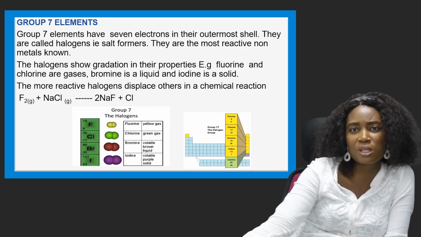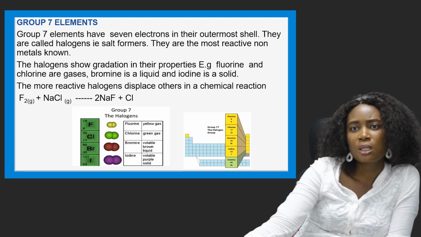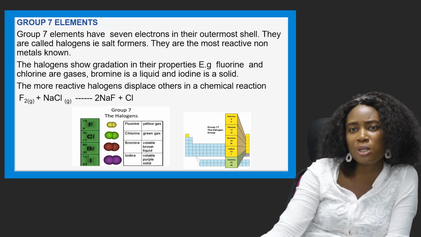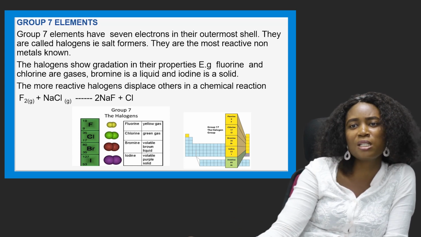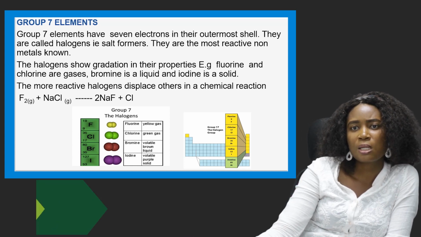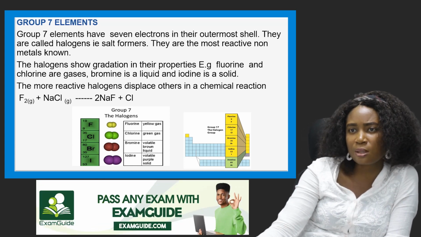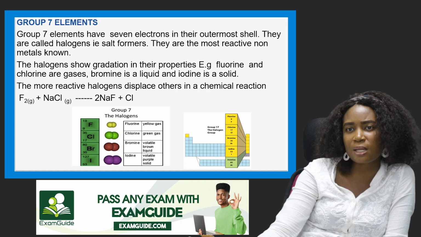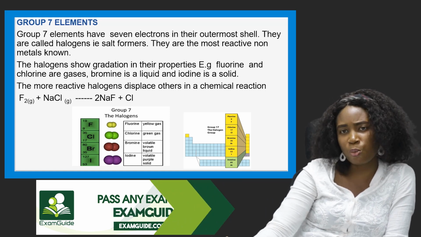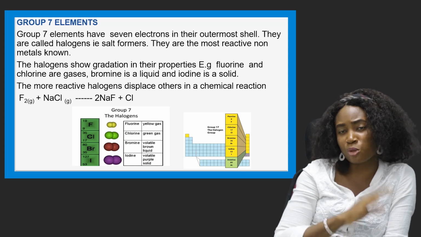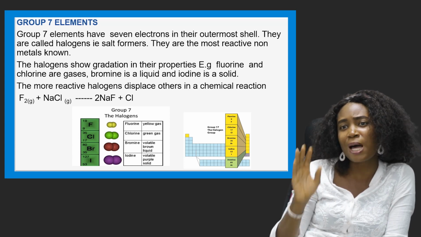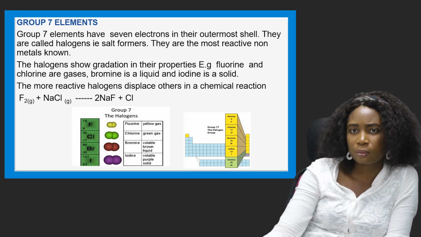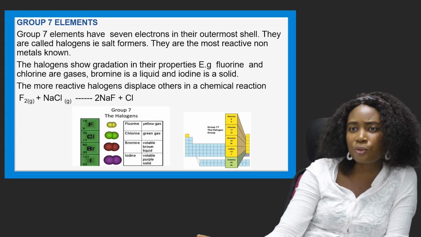Then we have the group 7 elements. These elements have 7 electrons in their outermost shell, and they are said to be halogens. Halogens meaning that they are salt formers. They are the most reactive non-metals because they require 1 electron to be filled. So they are very, very reactive, just like the group 1 elements that are the most reactive metals. We say here that the group 7 elements are the most reactive non-metals. So they are called the halogens, and they are known to form salts.